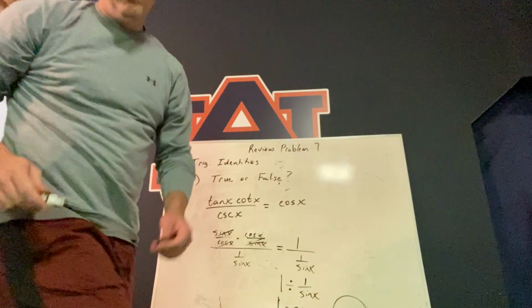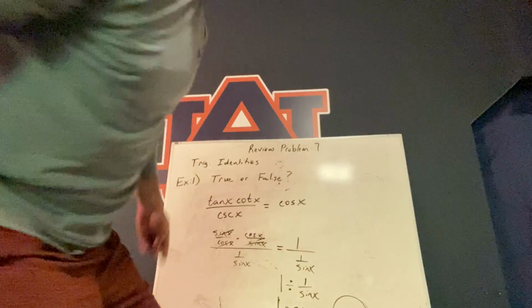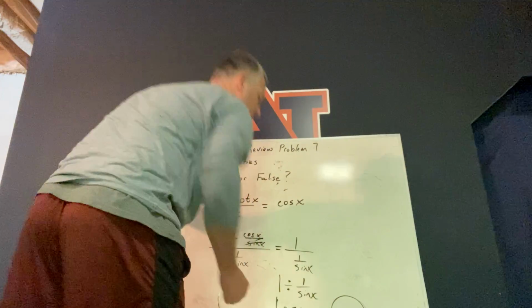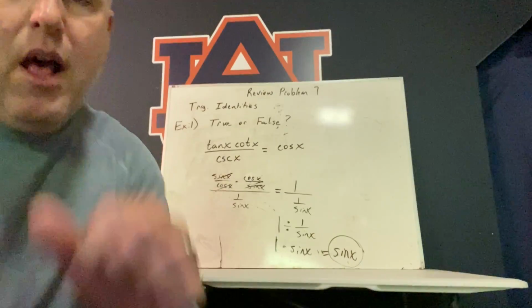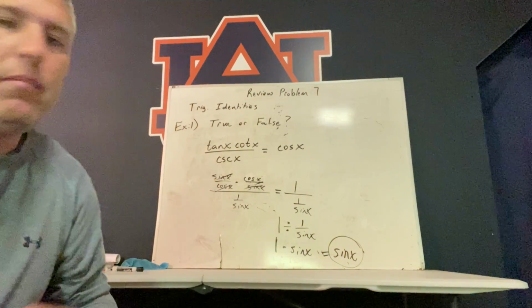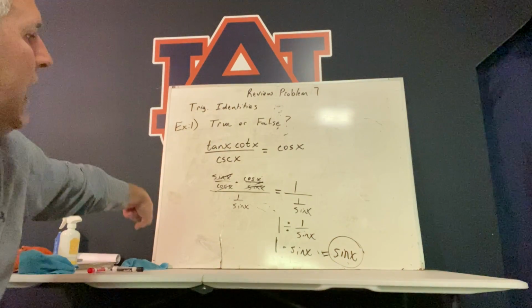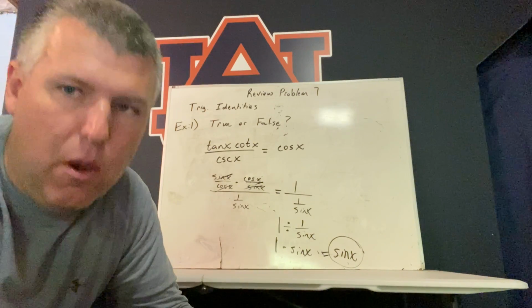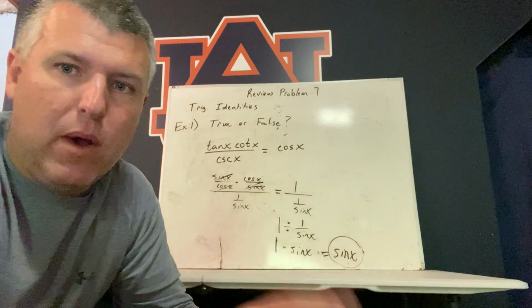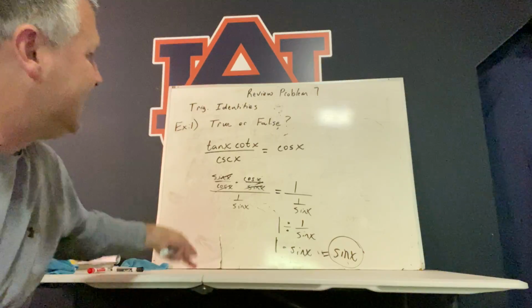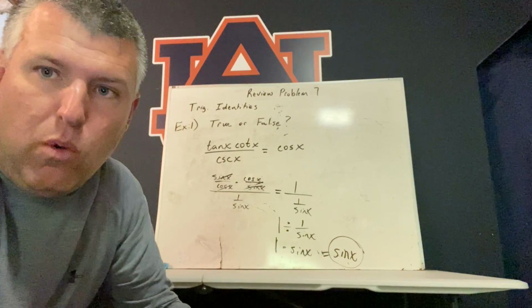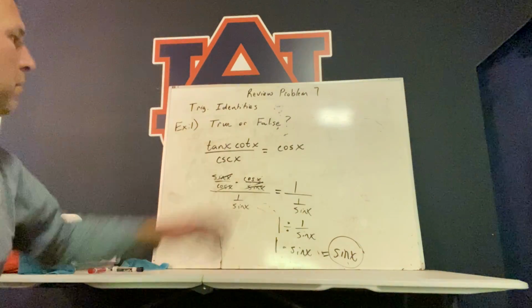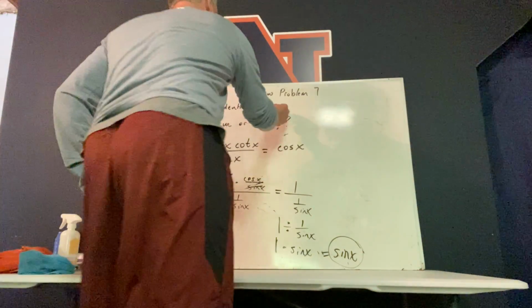So, when I worked this problem out, I apologize if you can't see that, okay? When I work this problem out, I get on the left-hand side sine x. There's no other way to simplify it. There's no other way to do it. So on the left-hand side, I got sine. On the right-hand side, I got cosine. Those are not equivalent. So the answer to this problem is false, 100%. This is a false problem.